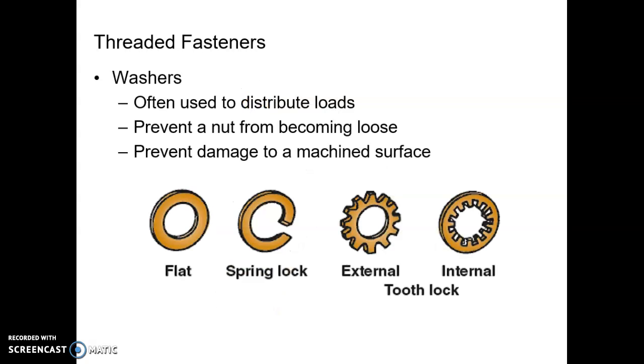Oftentimes we use a different type of washer for different purposes. A flat washer is used to prevent damage to the surface from the head of the bolt turning or the body of the nut turning on a part. Spring locks are often referred to as lock washers. These are a spring lock washer that are designed to dig into the two metal components as they're tightened down together to keep them from coming loose. Tooth lock washers can be internal or external, and again, they are metal-edged parts that dig into the two components to keep them from loosening.